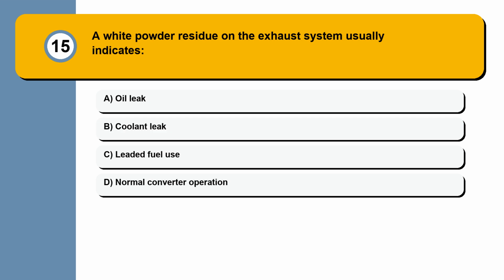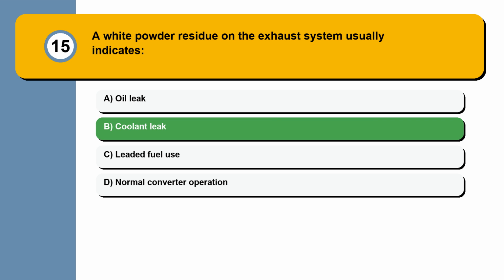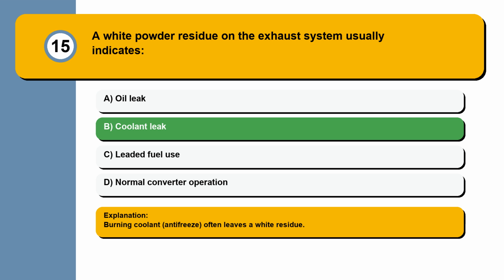Question 15. A white powder residue on the exhaust system usually indicates an oil leak, coolant leak, leaded fuel use, or normal converter operation. Burning coolant, antifreeze, often leaves a white residue.